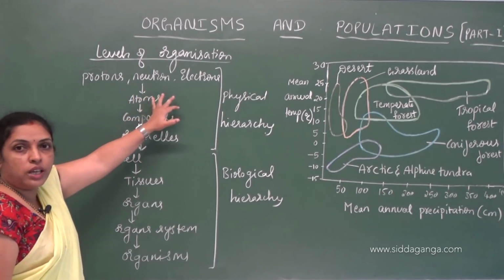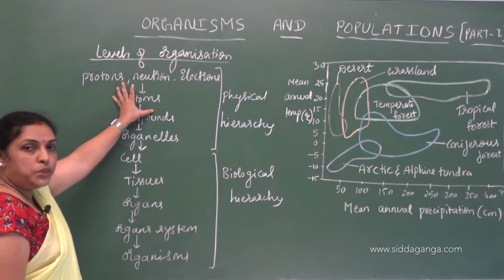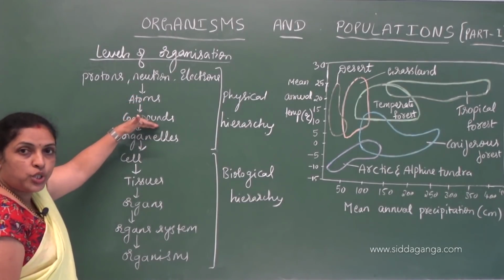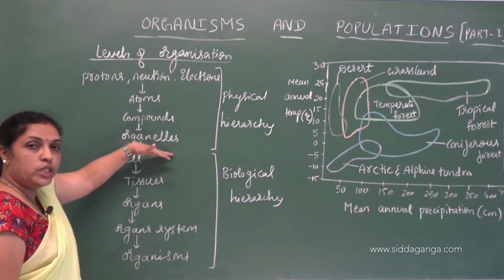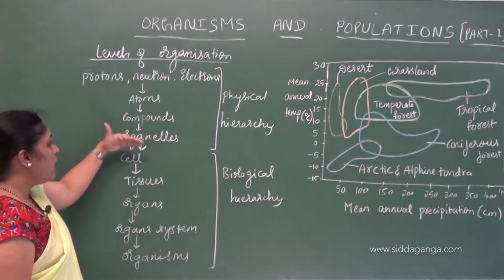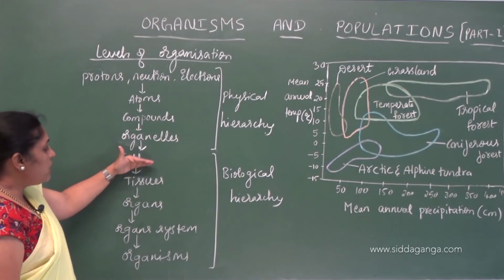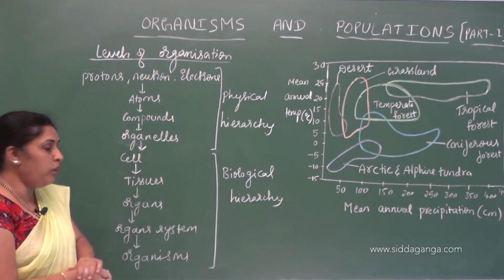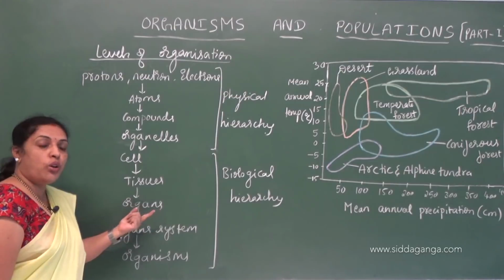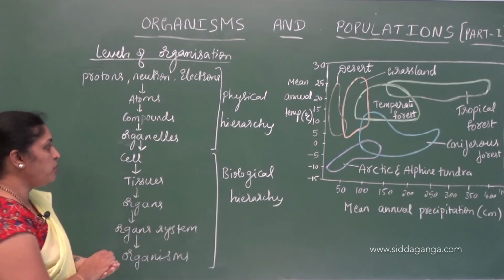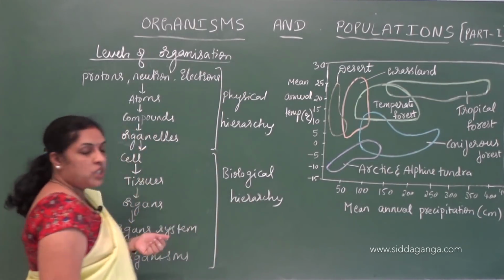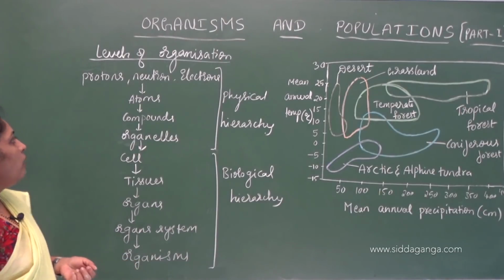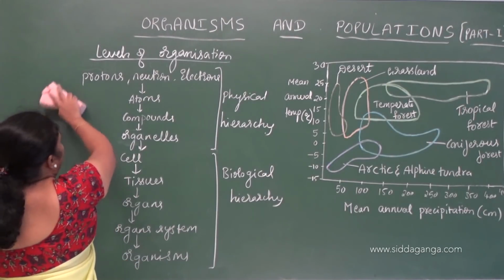Protons, neutrons, electrons give rise to atoms. That helps in the formation of compounds. That gives rise to the formation of organelles. Then we get cell. Cells group together to form tissues. We read this in animal kingdom. So tissues give rise to organs, organ systems and organisms. So these all come under biological hierarchy. Then we'll go with ecological hierarchy.